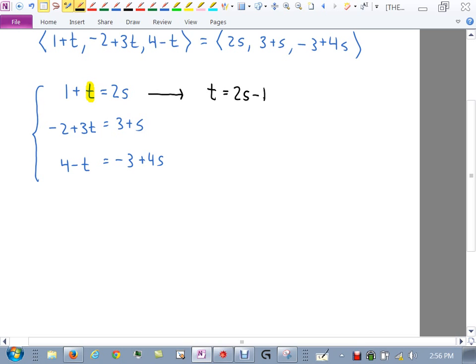That's what t must be. Then I'm going to take my second equation and replace t with that. Negative 2 plus 3 times t, but t is 2s minus 1, equals 3 plus s. That equation has just s in it, right? So I should be able to solve that for s. Continuing here, negative 2 plus 6s minus 3 equals 3 plus s.